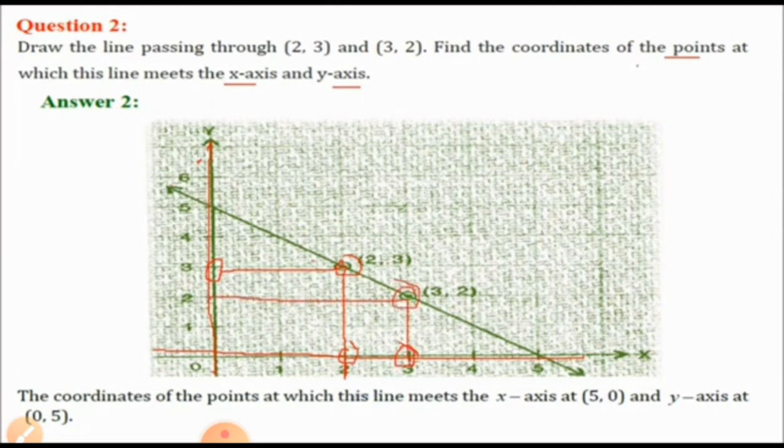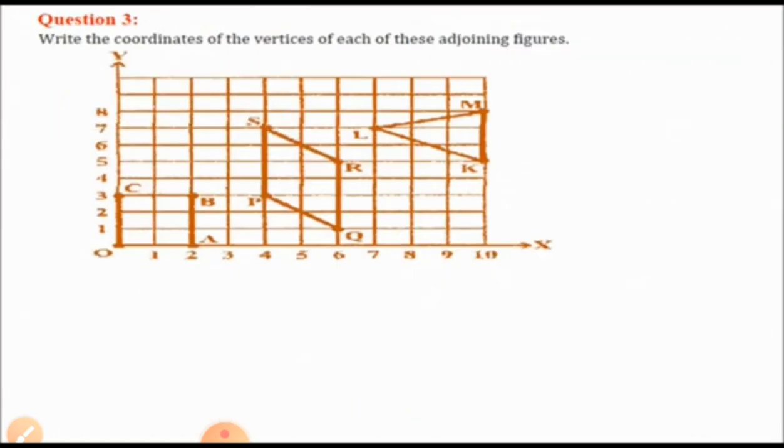I am showing with the red pen 2,3. That means x is 2 and y is 3. Now vice versa, 3,2. This line will cut both the axes at 5. X-axis means 5,0 and y-axis 0,5, because in this point we can give the name also A and B.